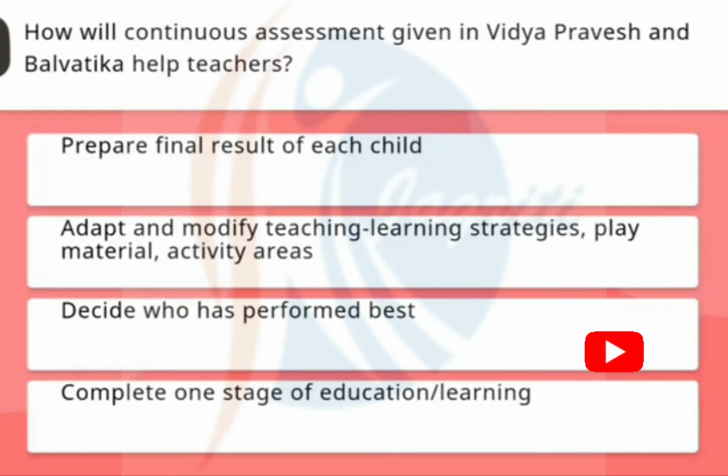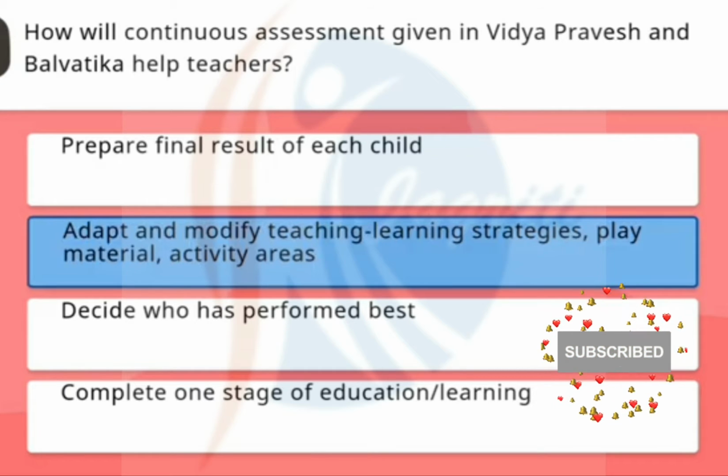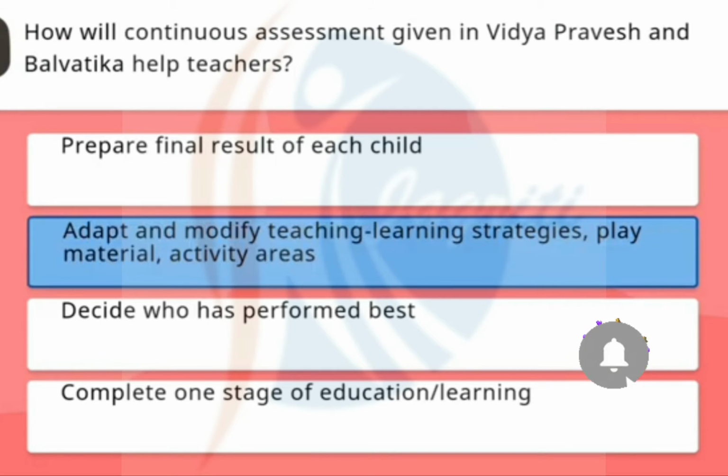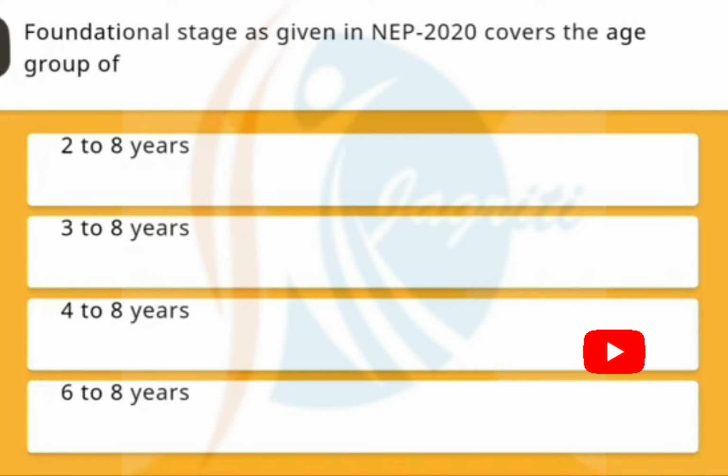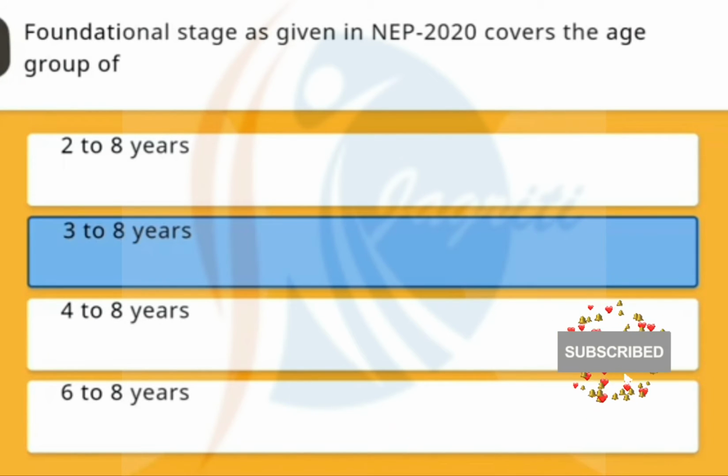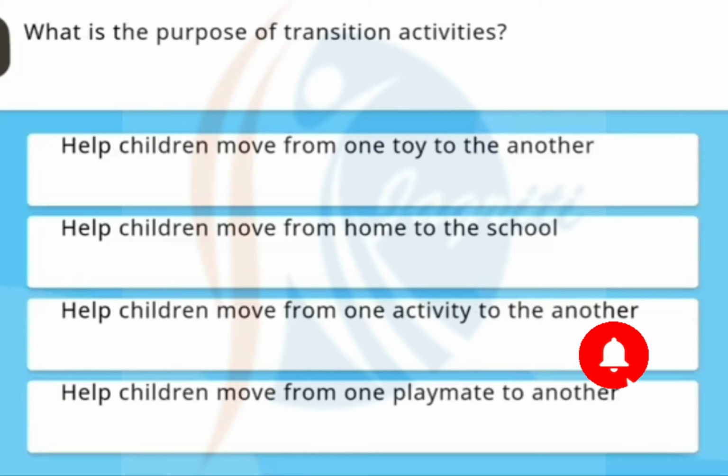Next, how will continuous assessment given in Vidya Pravesh and Balvatika help teachers? Correct option is adapt and modify teaching learning strategies, play materials, and activities. Next, foundational stage as given in NEP 2020 covers the age group of. Correct option is 3 to 8 years. Next, what is the purpose of transition activities? Correct option is help children move from one activity to another.